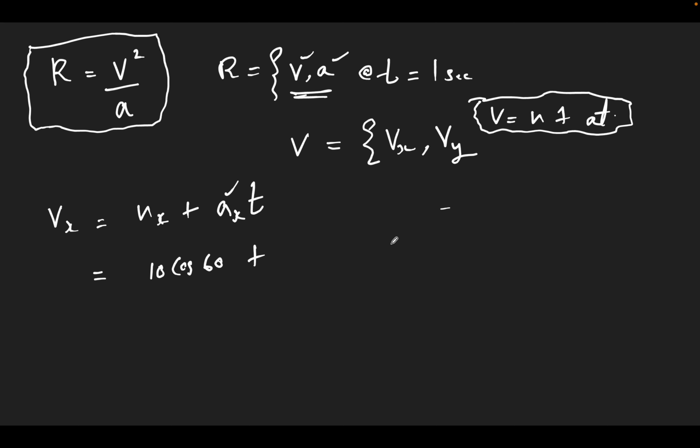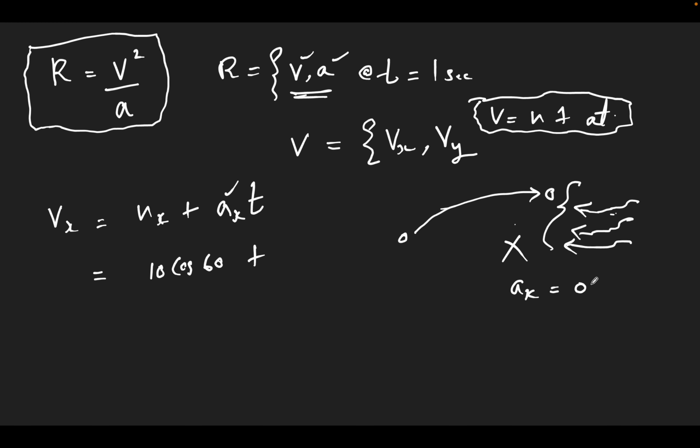If there was air resistance, suppose this was the initial position of the particle, being thrown like this. If there was air resisting this particle, then there would be a force in the opposite direction. If there is a force, then there will be acceleration in the opposite direction, or in the x direction. But here there is no air resistance. If there is no air resistance, then ax must be 0.